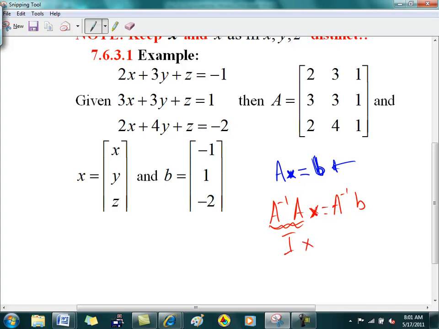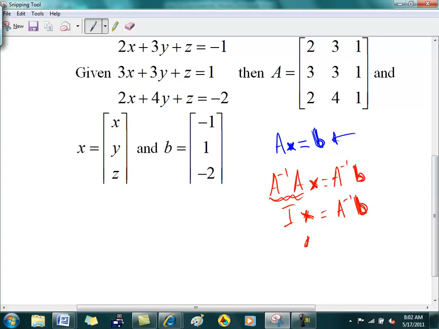These are bolded. So now I can't blame Bill Gates on this. What's I times X? X. What's 1 times 3? 3. So I times X is going to be X because I is the identity. It's like the number 1. If you multiply by it, nothing changes. So then it's saying that X is equal to A inverse times B.